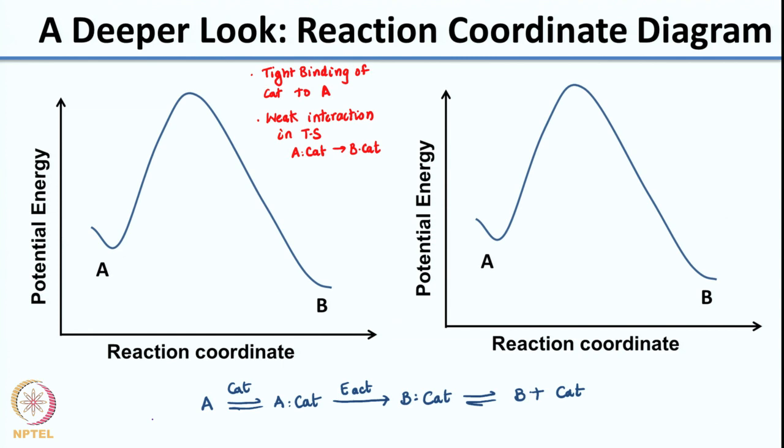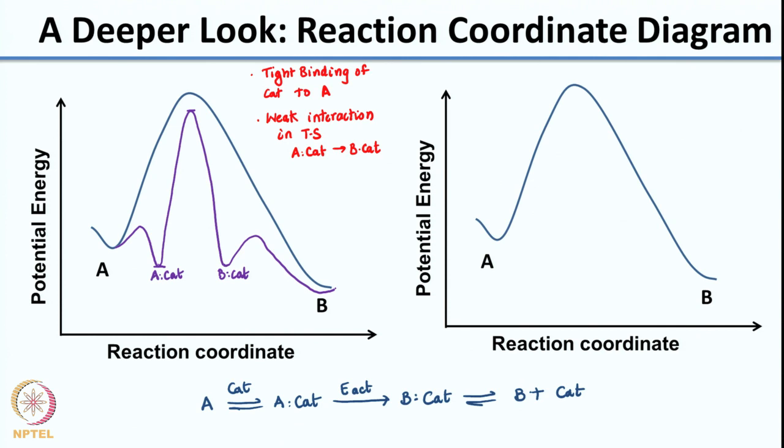So let us see if you have the reaction coordinate diagram. So in this case, a tight binding means a lower energy for the A cat complex. Weak interaction in the transition state means a slight lowering in energy of the transition state, not as much as the reactant, but just a slight lowering of the energy of the transition state. So this is what it will look like. And then again you have your B catalyst, and then you have your product. So now tell me, in this case, will the catalyst enhance the rate?